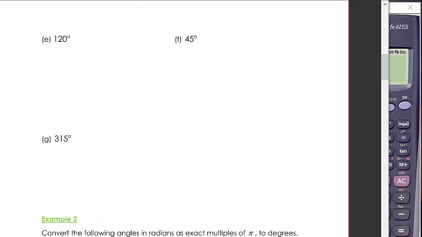Okay, so continuing with the example. Well, we know that 60 degrees was pi by 3. 120 degrees is twice that, and we write that as 2 pi by 3. So twice pi by 3. 45 degrees I've already mentioned a few times, so we'll just write that down as pi by 4, half of what 90 degrees was, or 3 times what 15 degrees was.